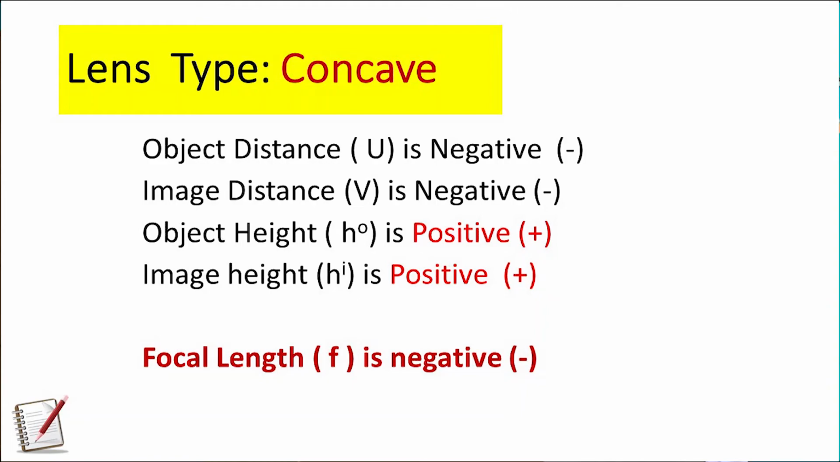Then remember my dear student, here focal length is negative, since the image is going to be formed towards the left side, that is the negative part of the x axis.